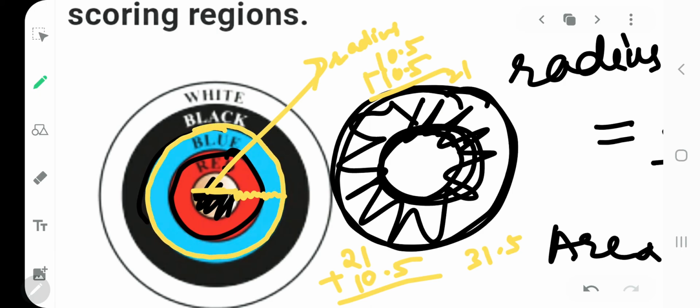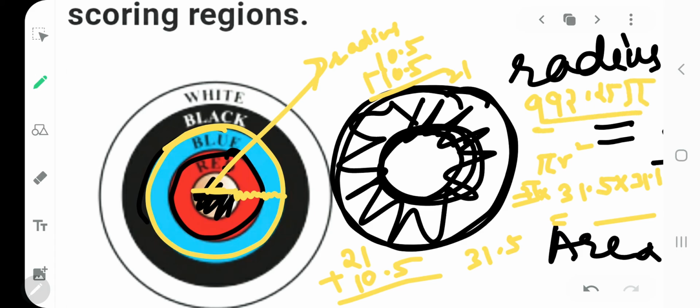Now if you want to find the entire area of this third circle, you will go for the formula pi r square again. This time you will put 31.5 as the radius. So you will get 31.5 into 31.5. I got 992.25 pi. Now this area which I have got is this complete area from the center.